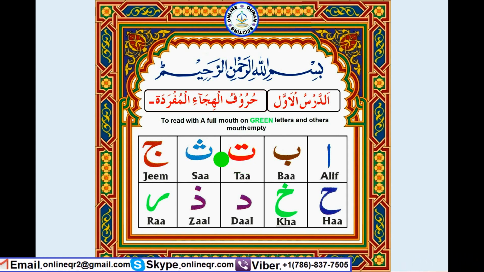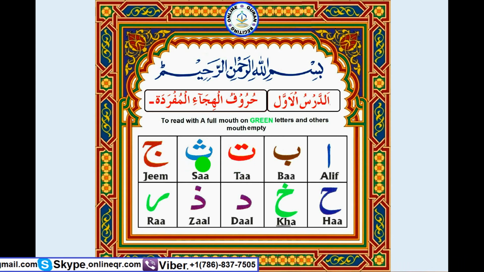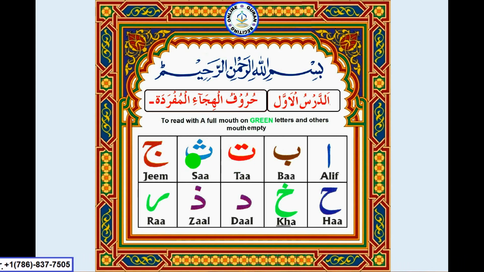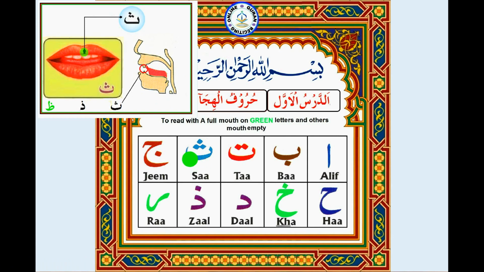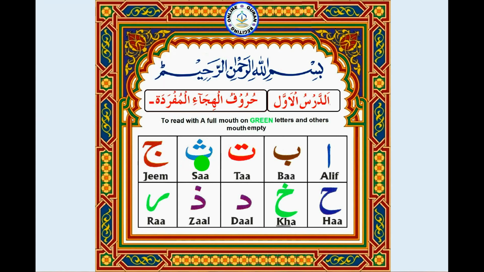This is Sa. Kindly read after me. Sa. Sa comes from tip of the tongue, touches the edge of upper front teeth. The tongue comes out a little. Say Sa. Sa.